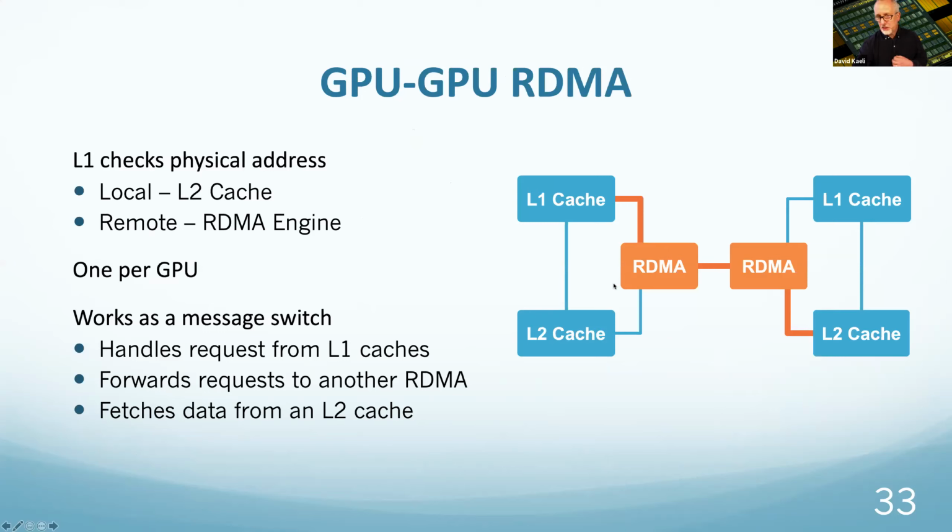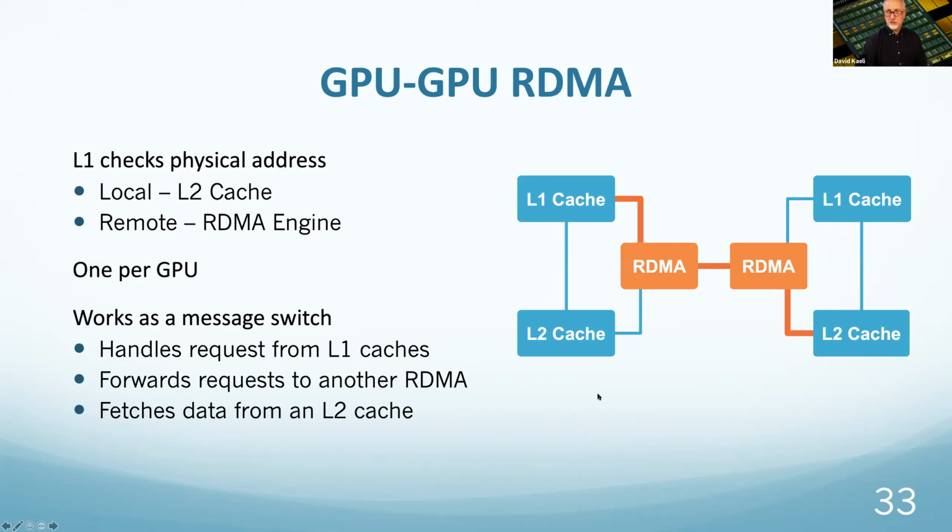Now, if we want to do multi-GPU, we have to go from one GPU to the other, and we use RDMA. So the L1 has to check physical addresses locally to the L2 cache and remotely to the RDMA engine. So each GPU has an RDMA engine, and it works as a message switch. So basically it handles requests from L1 caches, forwards requests to another RDMA, which then fetches data from an L2. So basically you can do a fetch here for data that's located on this GPU, and it'll go RDMA to RDMA from the L2 cache and come back.